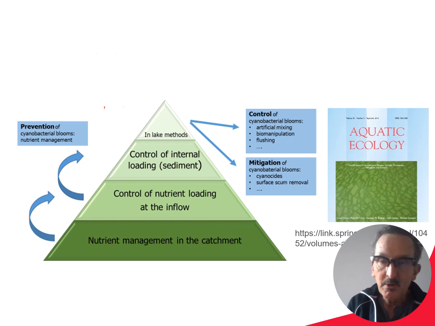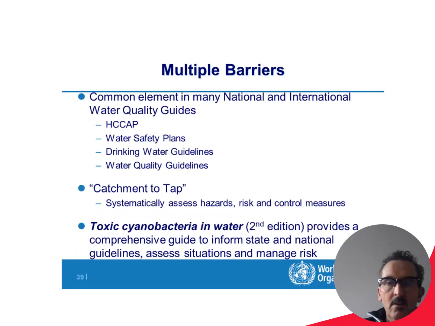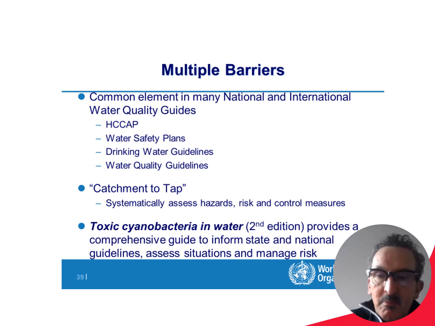And then at the top of this pyramid are all the things you can do in the lake. If you have blooms, you can control them, you can mitigate them by, for instance, artificial mixing, biomanipulation, flushing, or even you could think about treatment with hydrogen peroxide and others. Therefore, this multi-pronged approach that I talked about results in the notion of having multiple barriers to protect people against potential exposure to cyanobacterial toxins in their drinking water and other exposure routes like food.